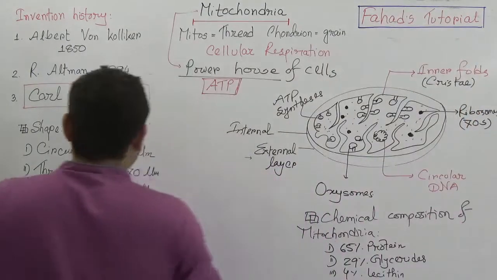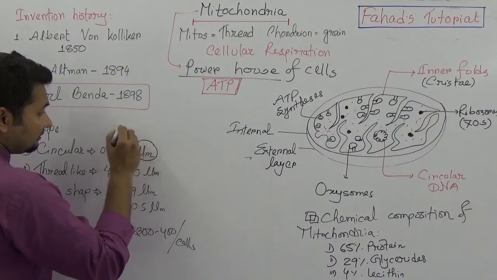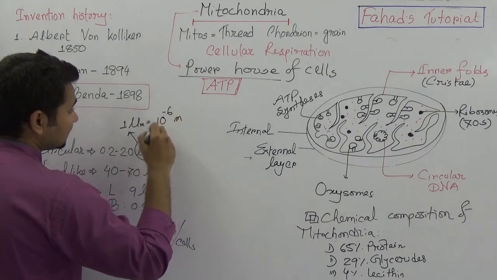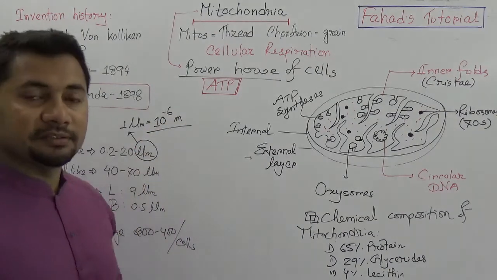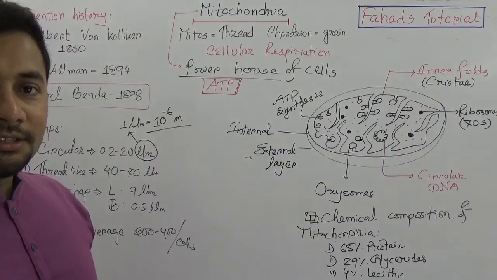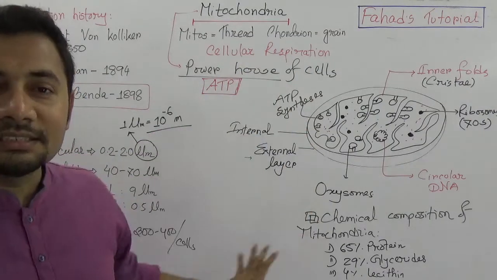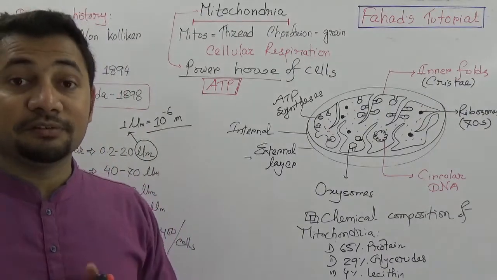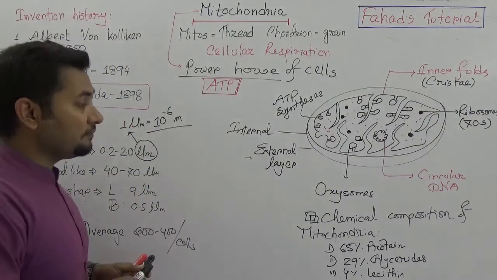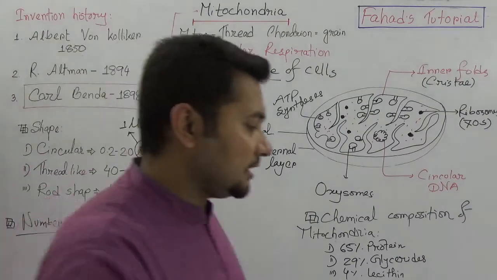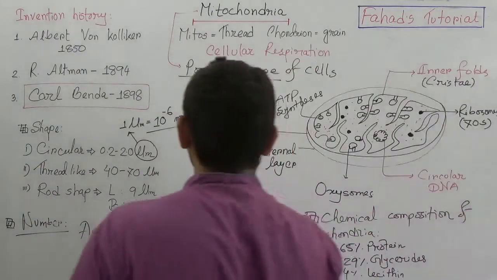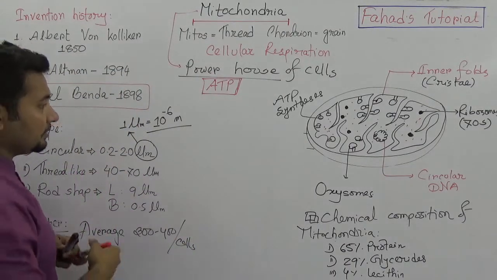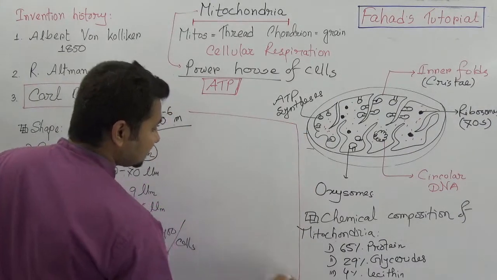And of course, this micrometer refers to 10 to the power minus 6 meters, which is a very tiny amount of meters. So this is a very simple explanation of mitochondria. And most importantly, we need to know the functions of mitochondria. So if I remove this, I can write something here about the functions.